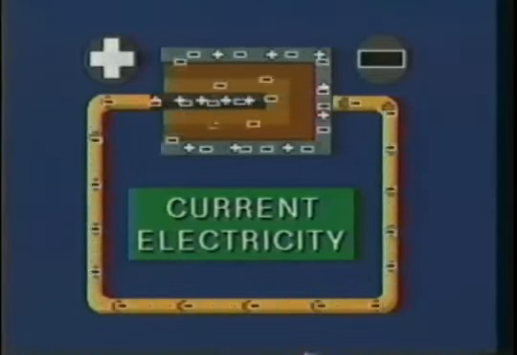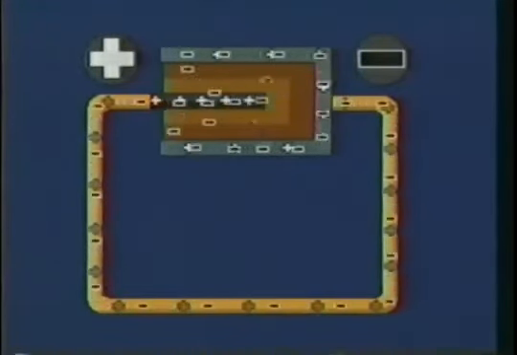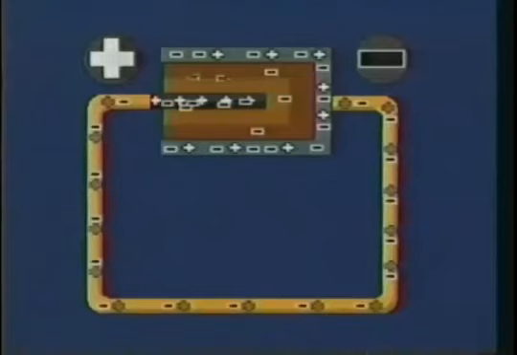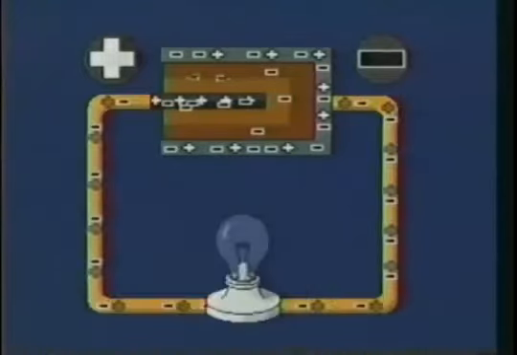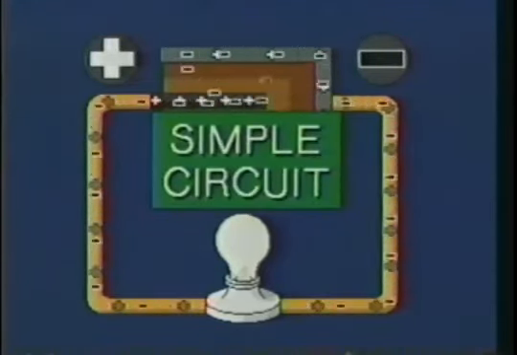Current electricity is the name given to this continuous flow of charge. Normally, the negative electrode is not connected directly to the positive electrode. A device to utilize the current, such as a light bulb, is connected to the wire as well. The flow of charge through the bulb causes it to light up. What you see here is a simple circuit.